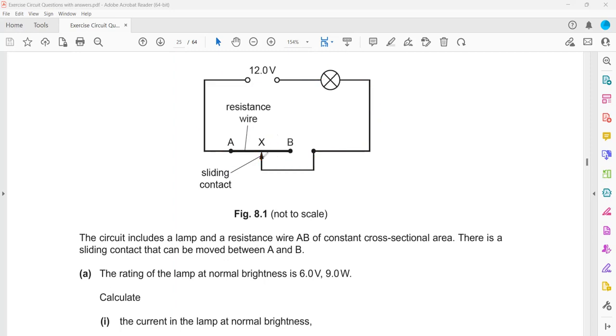But now what we did is move the sliding contact from X to B. The length of wire we are using has increased, because from A to X it was low resistance, but from A to B the resistance is 5 ohm. That is more resistance. As a result, when the resistance increases, there is more voltage across this wire. Out of 12, maybe it will have 8 volts, so the remaining 4 volts will be across the lamp, so the brightness of the lamp decreases. Is it clear?